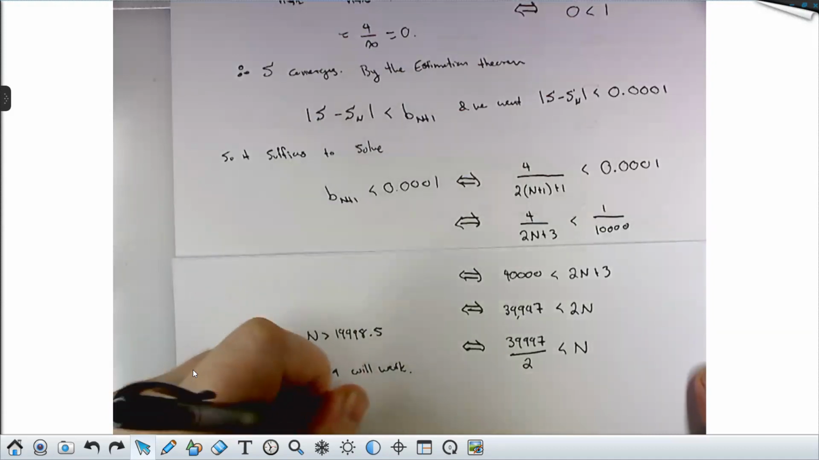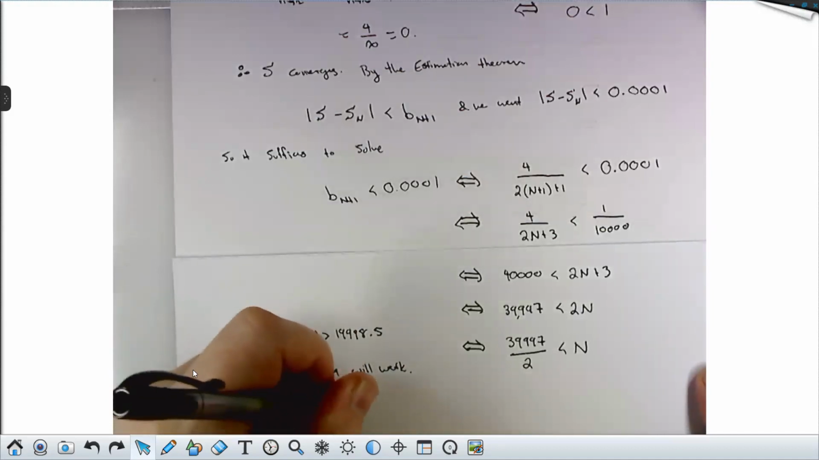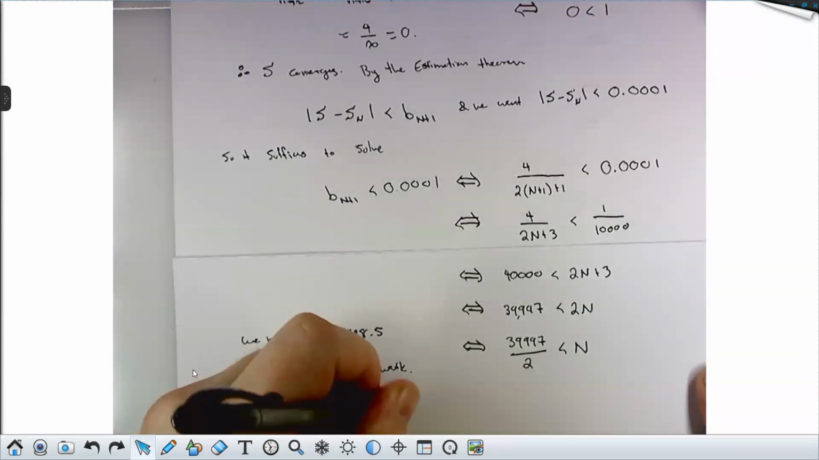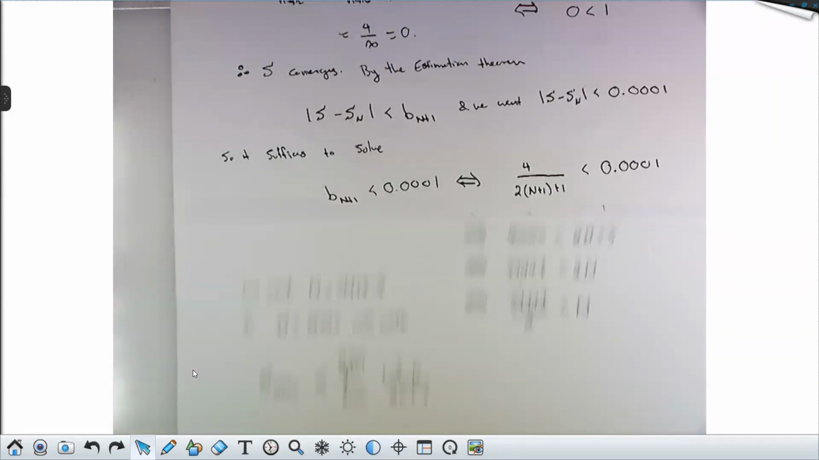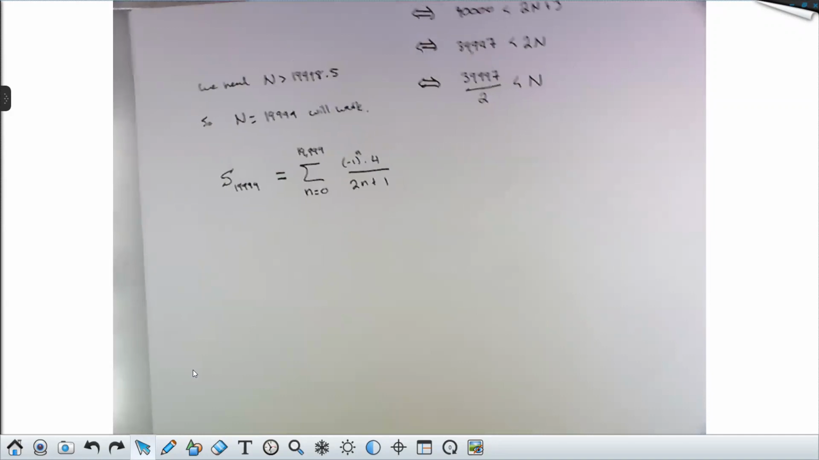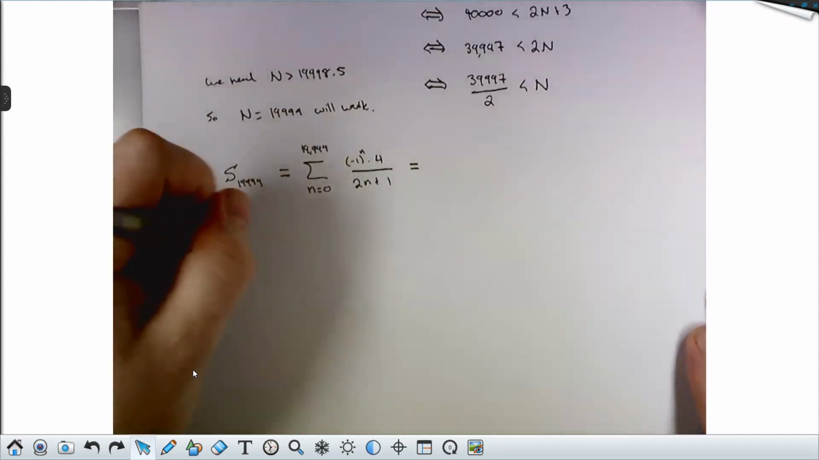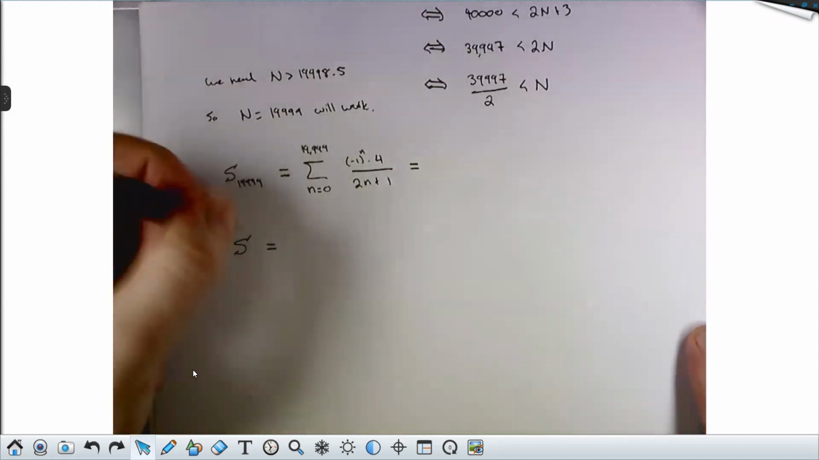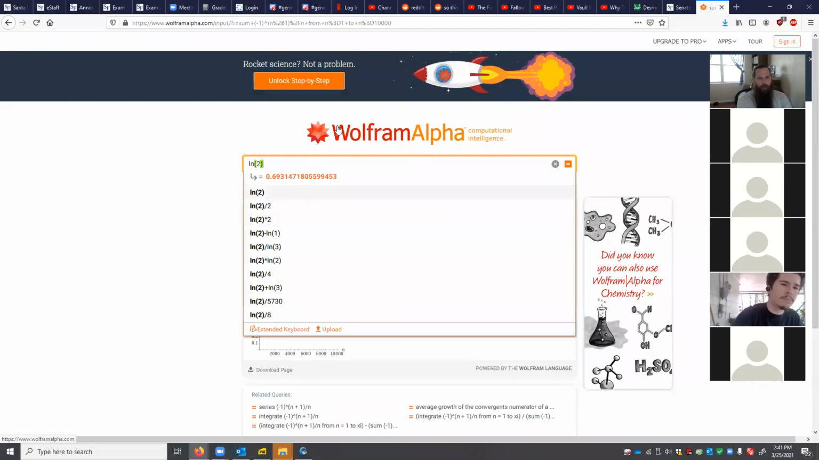What is that partial sum? Well, that's the sum from n equals 0 up to 19,999 of -1 to the n times 4 over 2n plus 1. This one I haven't talked about. Would anybody care to guess what this is going to be close to? Or what the full series S is going to be equal to? This part's going to be fun. So we're going to come back to Wolfram.